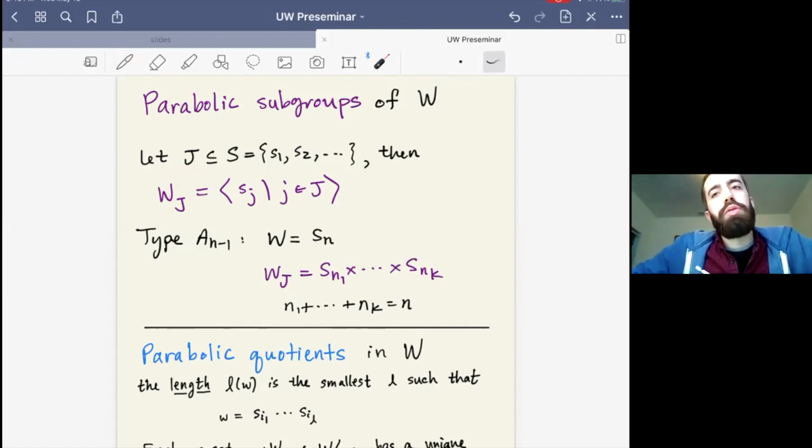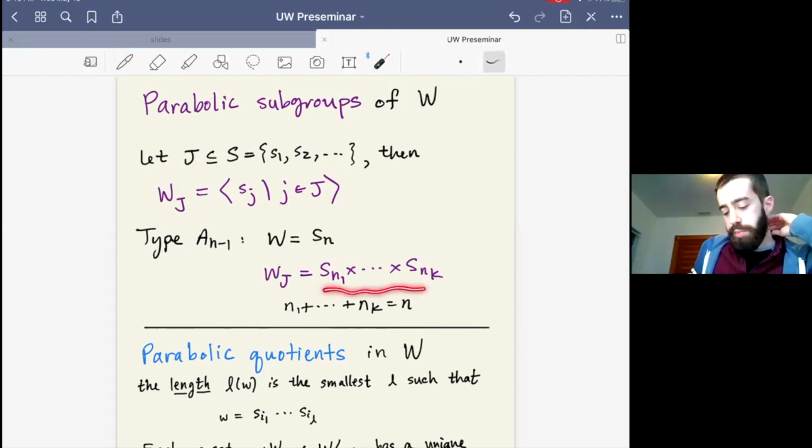So for example, if we're in type A_{n-1}, and W is the symmetric group, then all the possible parabolic subgroups W_J are a product of smaller symmetric groups where the sizes of these add up to n.